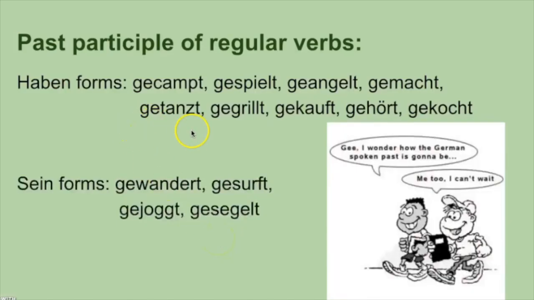Here are the regular verbs that we have learned this chapter so far. Those that take haben: gecampt, gespielt, geangelt, gemacht, getanzt, gegrillt, gekauft, gehört, gekocht. And those that take sein: gewandert, gesurft, gejoggt, gesegelt. As you will see, some of them are new from our chapter. Gecampt, camp; geangelt, fish; gewandert, hike; gesegelt, to sail.